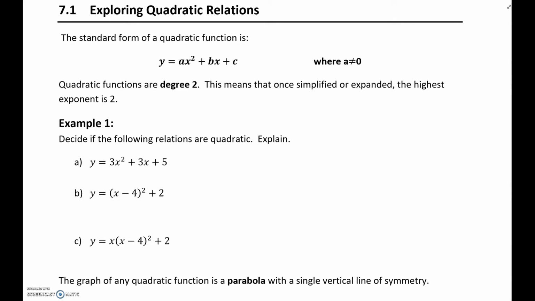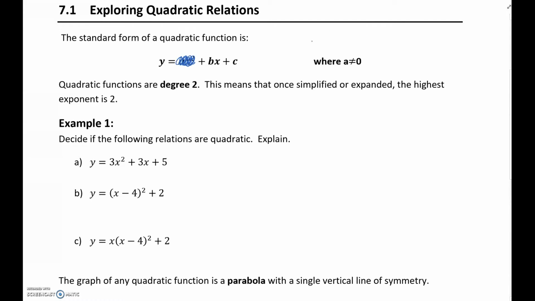In this lesson, we're going to start exploring quadratic relations. The standard form of a quadratic function is y equals ax squared plus bx plus c, where a cannot be equal to 0. And the reason for that is if a was equal to 0, this term would go away, and you're left with y equals bx plus c, which is just the form of a line, right? mx plus b. That's what we're used to seeing as a line.